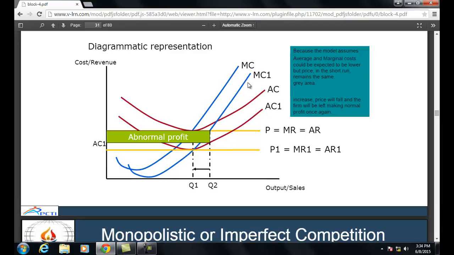Because the model assumes average and marginal cost could be expected to be lower, but price in the short run remains the same, in the gray area, increased supply means price will fall and the firm will be left making normal profit once again.